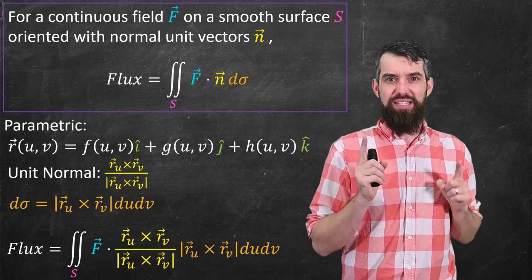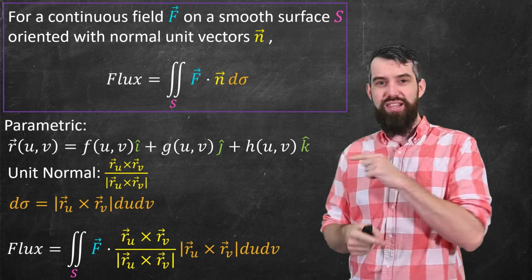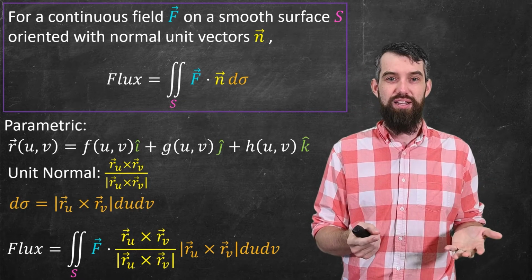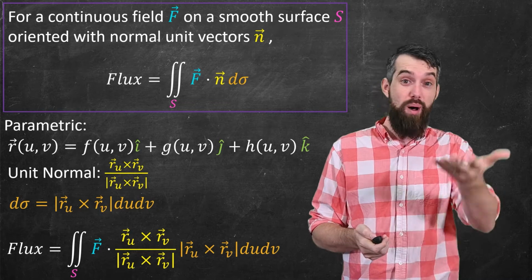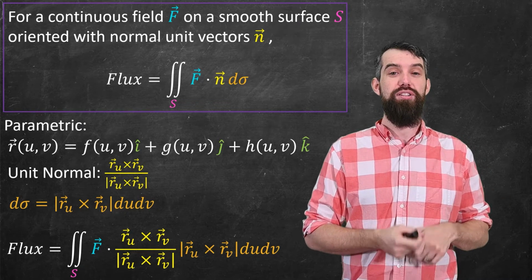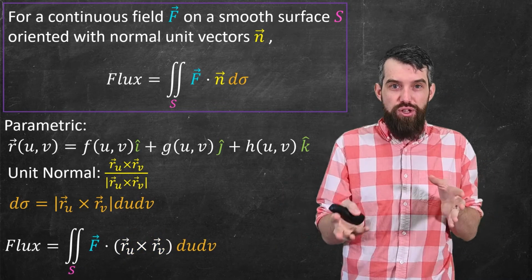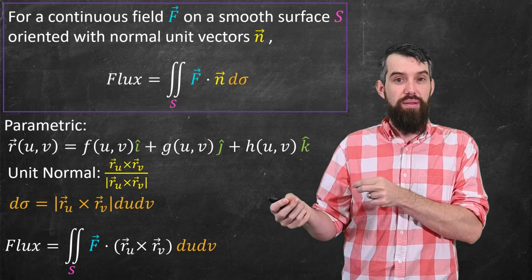This looks messy, but at least there's a simplification. I see that there's the length of that r_u cross r_v in both cases. So I can cancel that from the top and the bottom and simplify it a little bit more to F dot r_u cross r_v du dv.